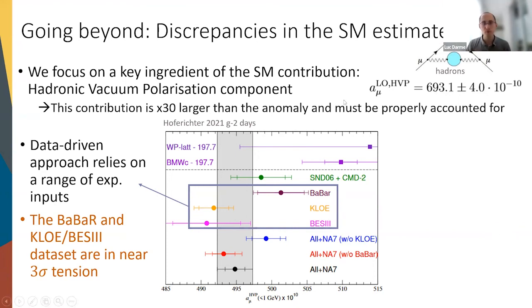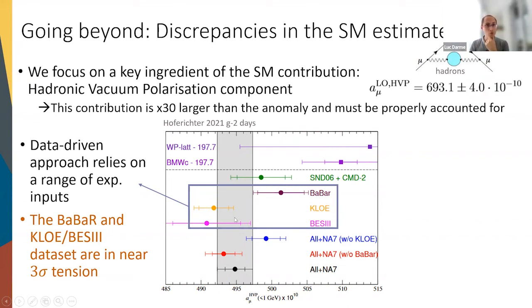So the problem is the following. I made some summary plot there. Either you try to use a data-driven approach, which would basically use the optical theorem and rely on measurements of, let's say, dipion production, for instance, or you use lattice. So lattice results push you there, basically, and then the data-driven approach pushes you there.